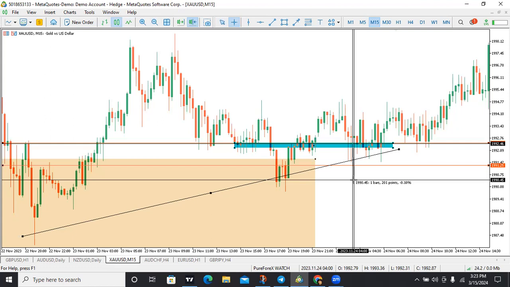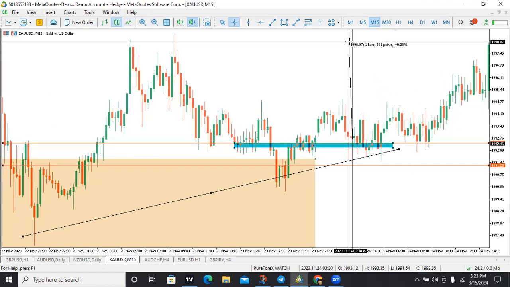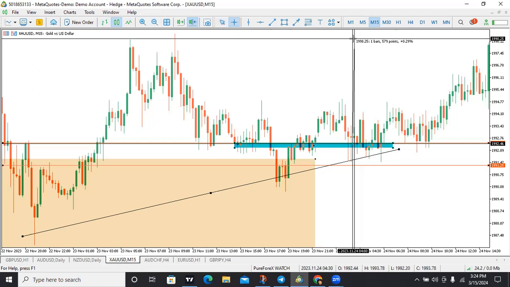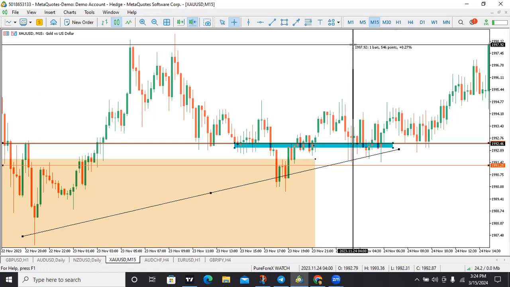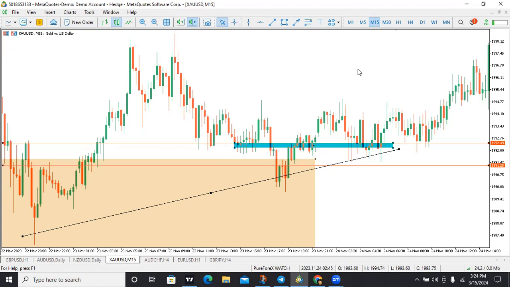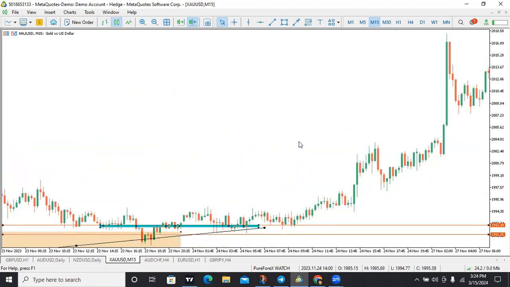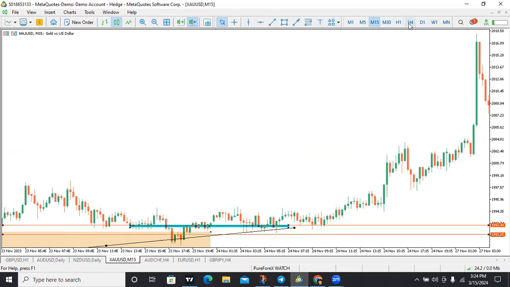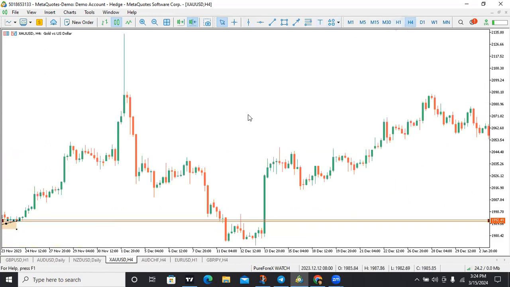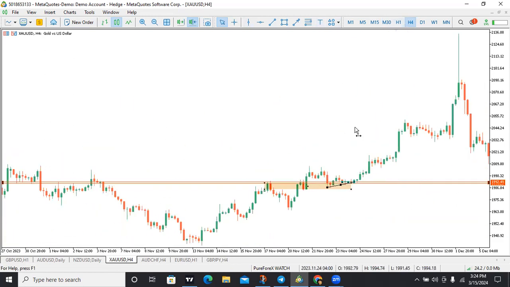So even if you risk 20 pips, let's say your first target is here, at this high here. So you risk 20 pips, you come out with 54 pips, right? So that is about 2R. But let's go back to the H4 time frame. Where is the setup? Okay.